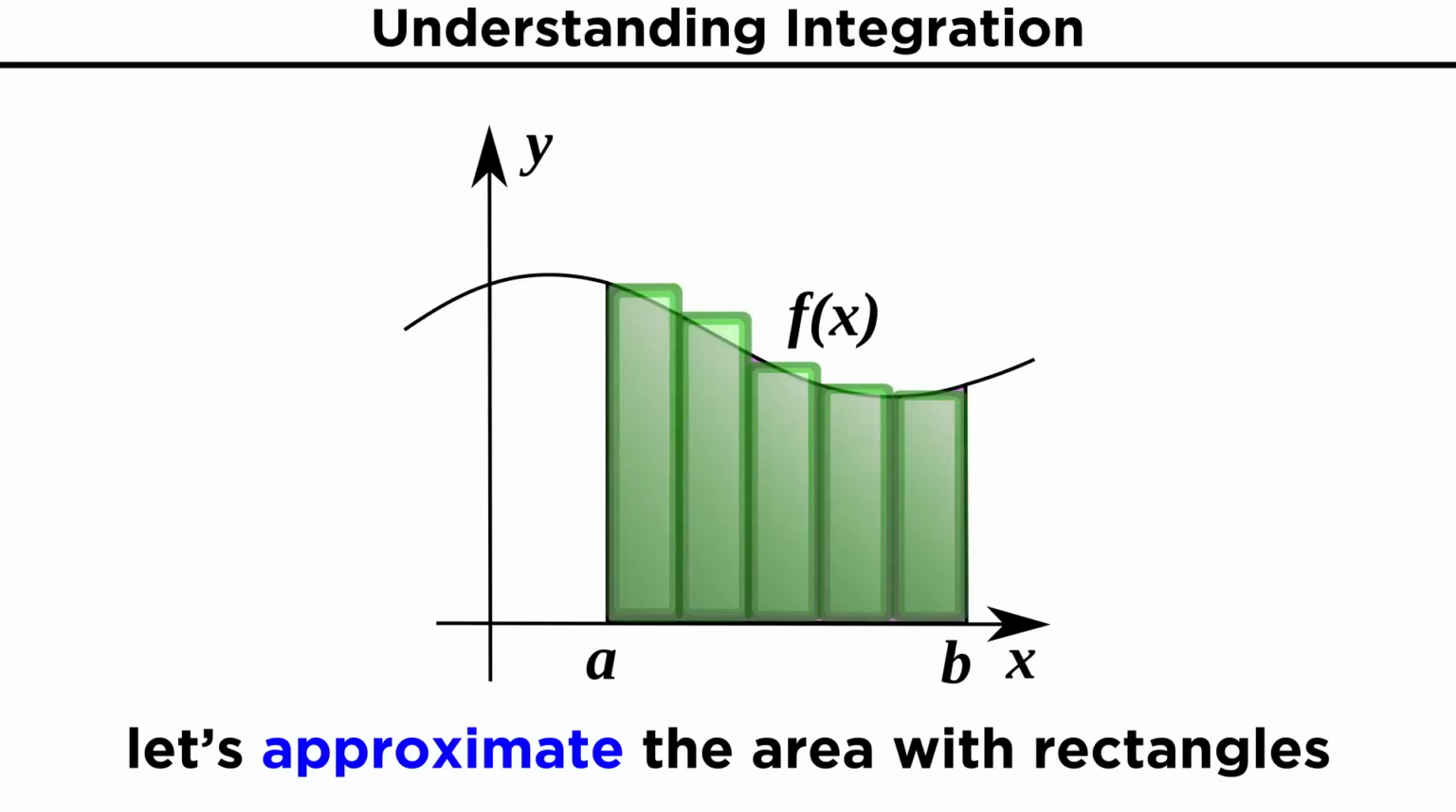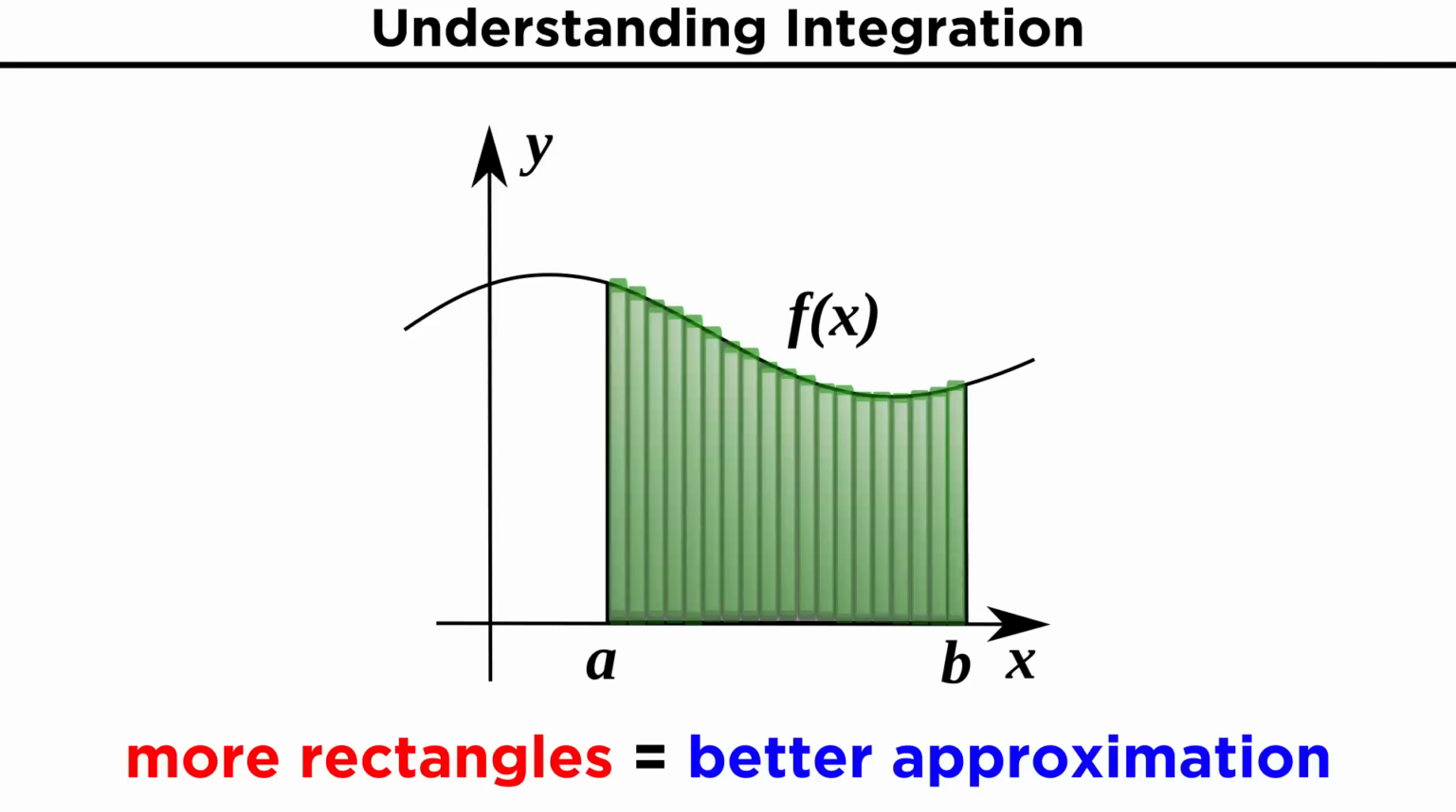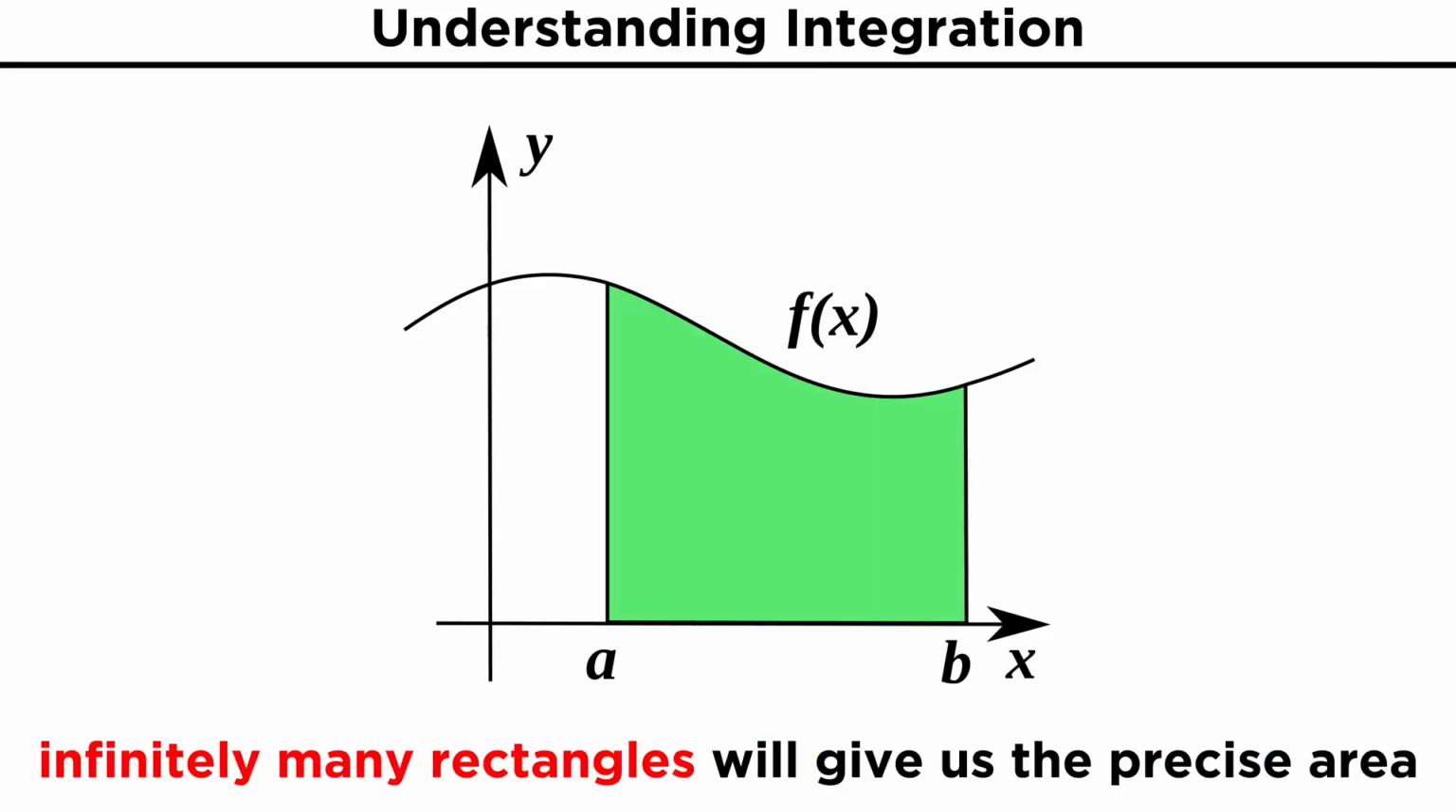Let's place some rectangles, and we might see that it's not the best approximation, but let's put more of them and make them narrower. That is starting to look better, as they don't stick out from the curve so much. We see that as they get more and more narrow, we are more closely approximating this area. In the limit of an infinite number of infinitely thin rectangles, we will get the precise area under this curve.